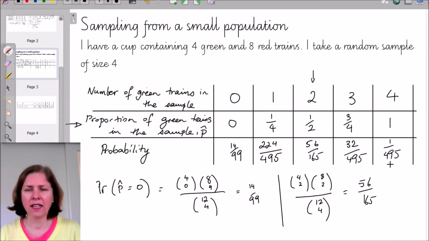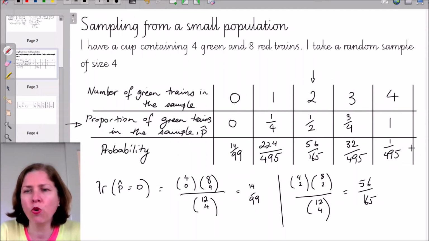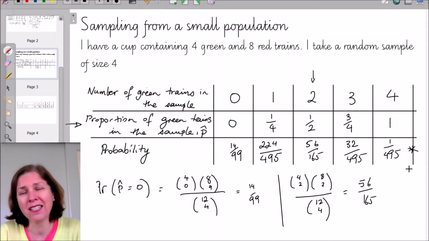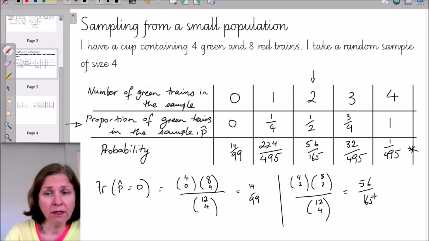One thing to notice is that if I add up all my probabilities here, I'm going to get a sum of 1. So if I'm ever doing one of these and I want a way to check my answers, if I add up all these fractions, I should get 1. And I have checked that. They do add up to 1.